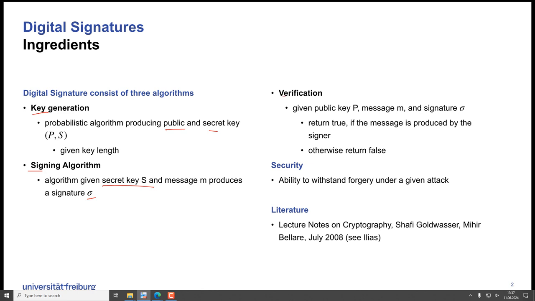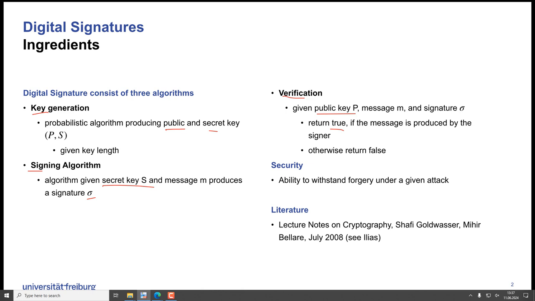And then on the other side, we have verification. While for public key cryptography, everybody can send me a message and I'm the only one who can decrypt it, for digital signatures, I produce a signature and everybody can verify it. That's the idea. So for this, the public key is used and everybody can verify that I'm the only one who can do that. So it returns true if the message was produced by the signer, and otherwise it's false.